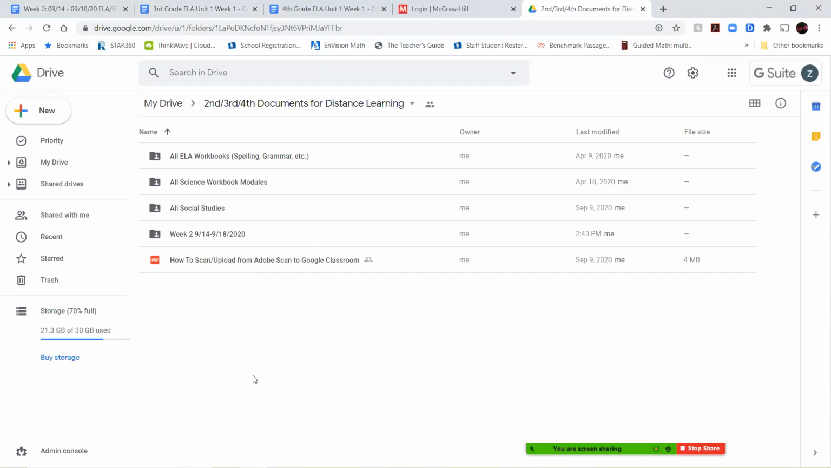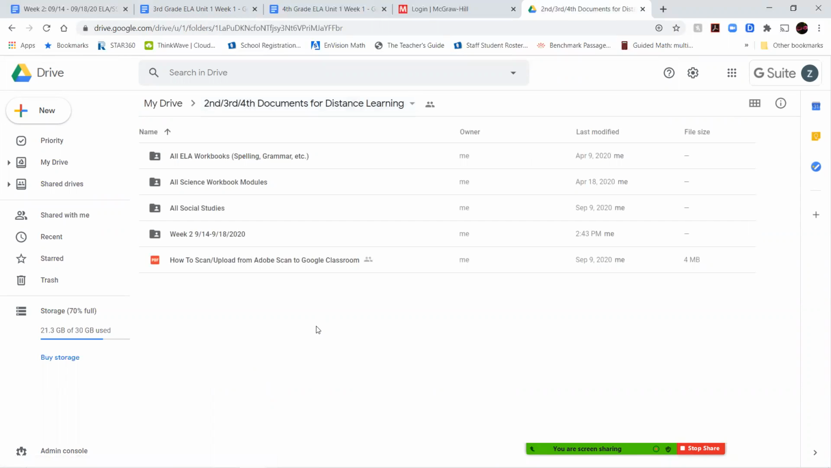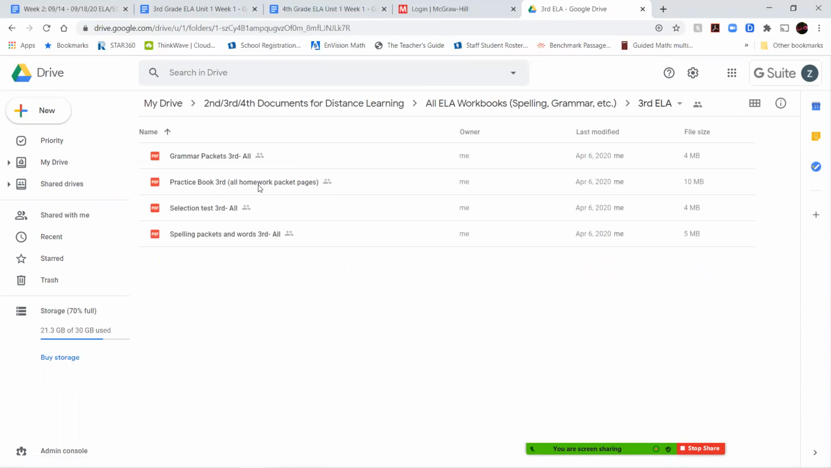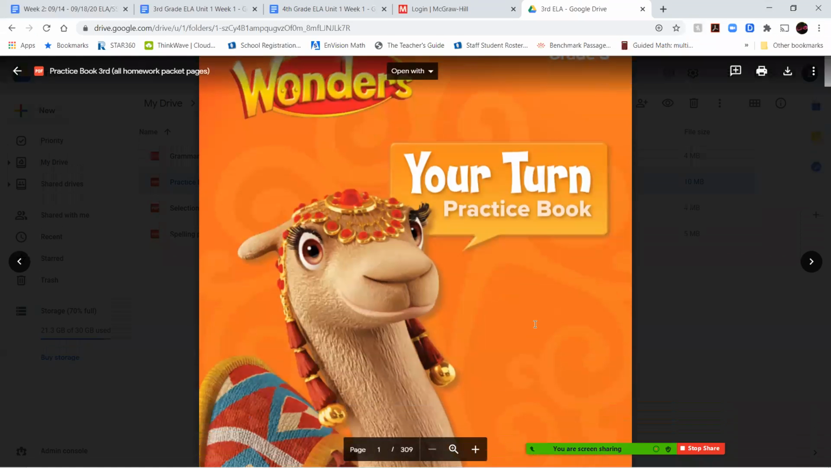When you open up the shared folder, it'll take you here. Now we're going into week 2. So you would open the week 2 folder and you can find the notes right here. Now, what we also have in the shared folder is your ELA workbook. So if you misplace anything, you can go in here and you can find it. So if you open up the third grade folder, you can see the practice book, which is what you're going to be doing most of your homework out of. Looks like this.